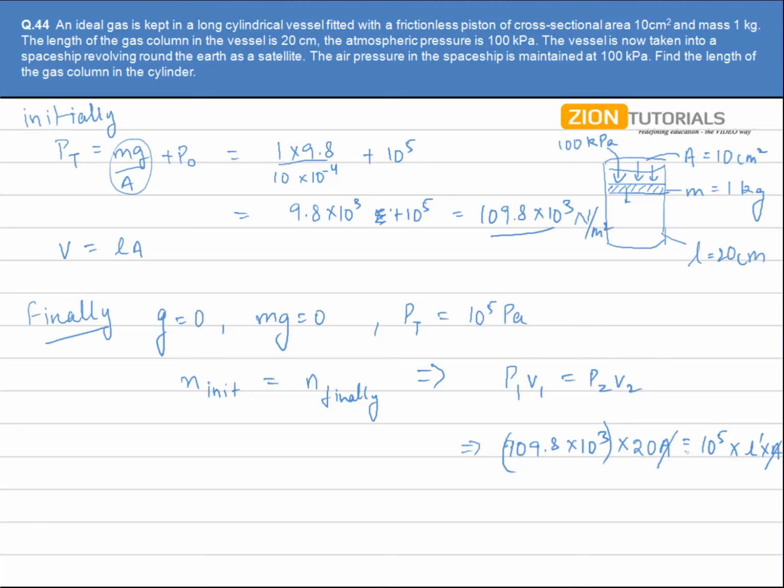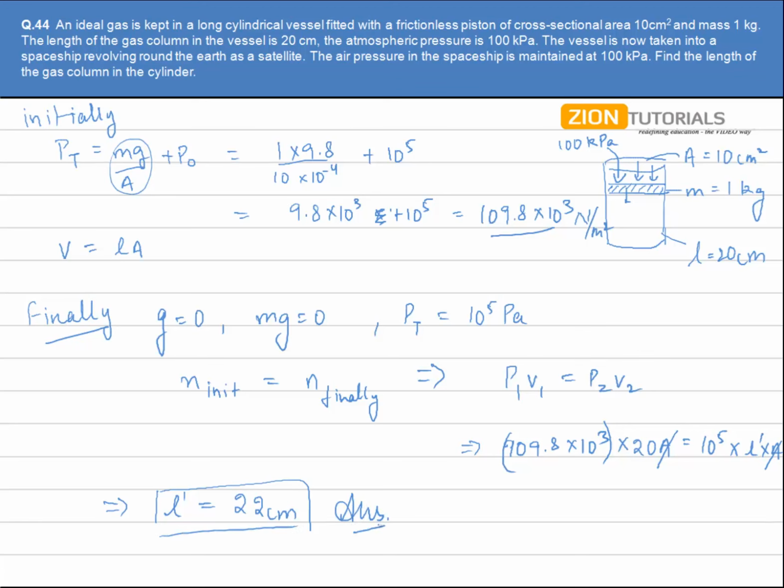So we can cancel A and A, and from here we can easily see, if we solve this equation, that L dash will come out to be nearly equal to 22 centimeter, right? So this is the answer.